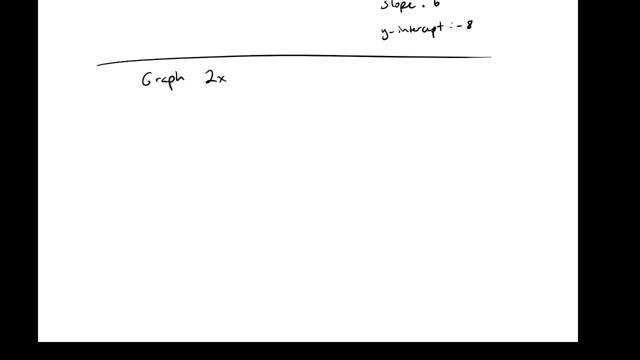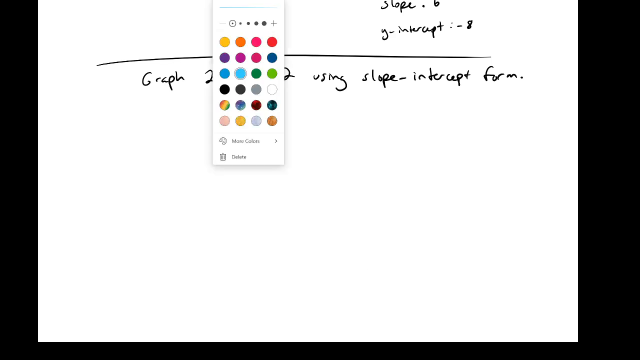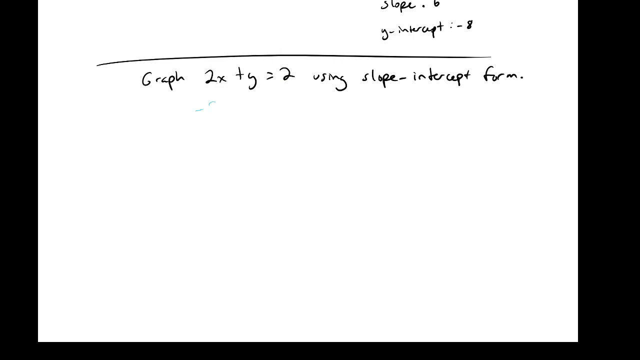All right. Next, we're going to graph 2x plus y equaling 2 using slope-intercept form. Okay, well, it'd be ideal if we were in slope-intercept form, so let's go ahead and do that. Let's go ahead and subtract 2x from both sides, okay? And then we have y is equal to negative 2x plus 2.